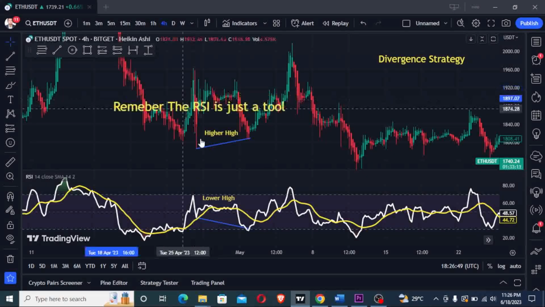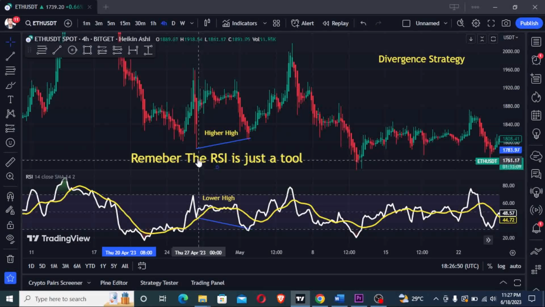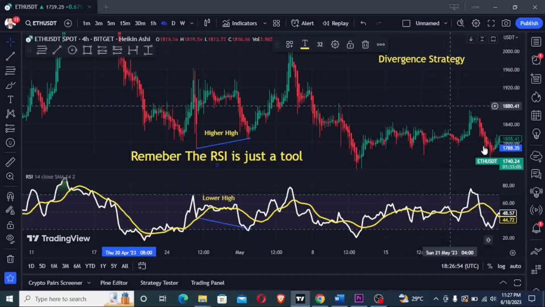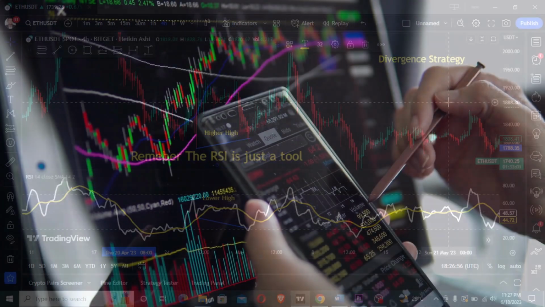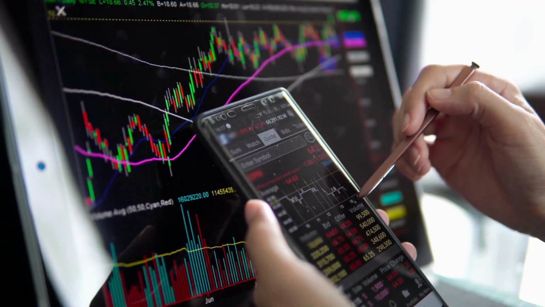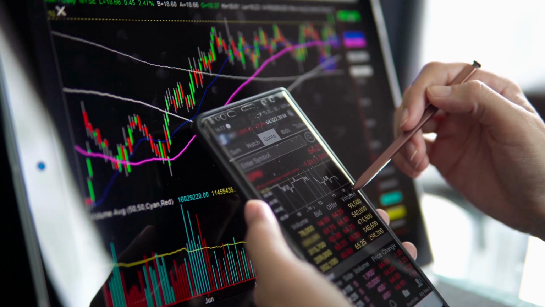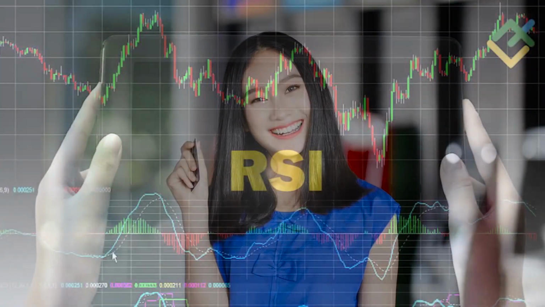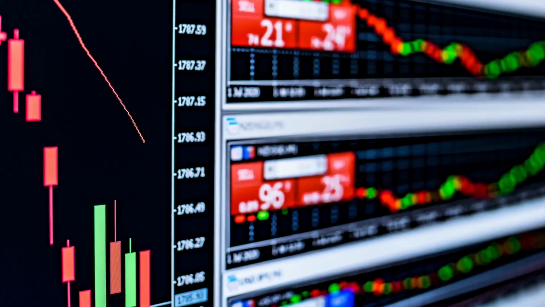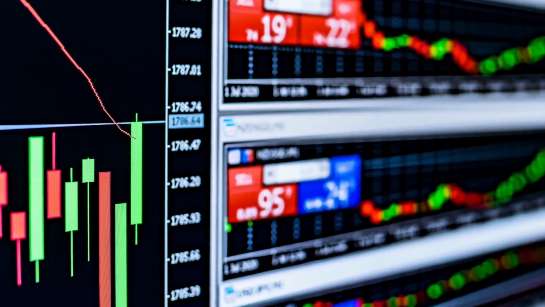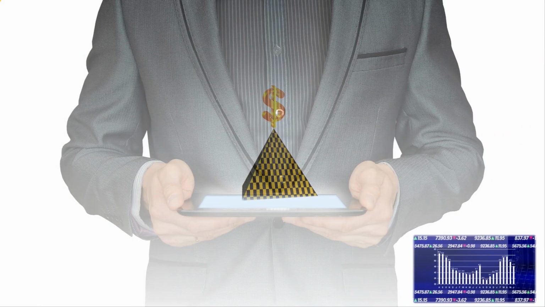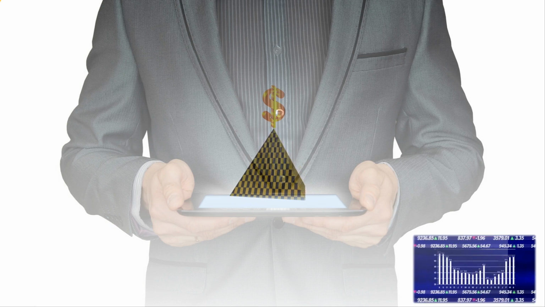Remember, the RSI is just one tool in a trader's toolbox, and it should be used in conjunction with other indicators and technical analysis. It's important to consider the overall market conditions, trends, and other factors before making any trading decisions. So there you have it, a brief overview of the RSI indicator. Whether you are a swing trader, day trader, or a long-term investor, understanding how the RSI works can provide valuable insight into market dynamics.